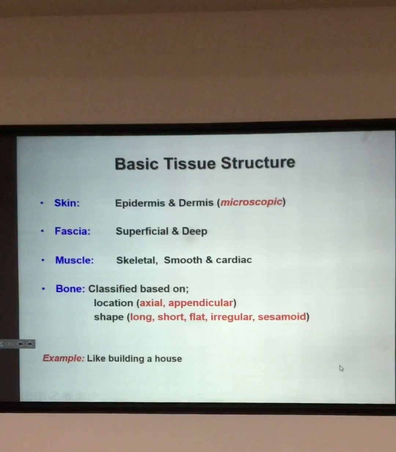We have 4 basic body tissues that we also covered. The first one is the skin, which is the covering. We have 2 types of fascia, superficial and deep. What's the function of the superficial fascia? What is it made of? Come on, fat. It has another name: subcutaneous, below the skin, cutaneous meaning skin. The subcutaneous fat. So superficial fascia is the same as the subcutaneous fat.